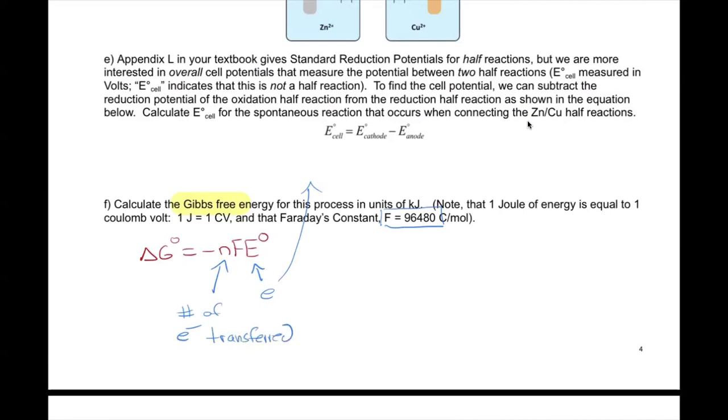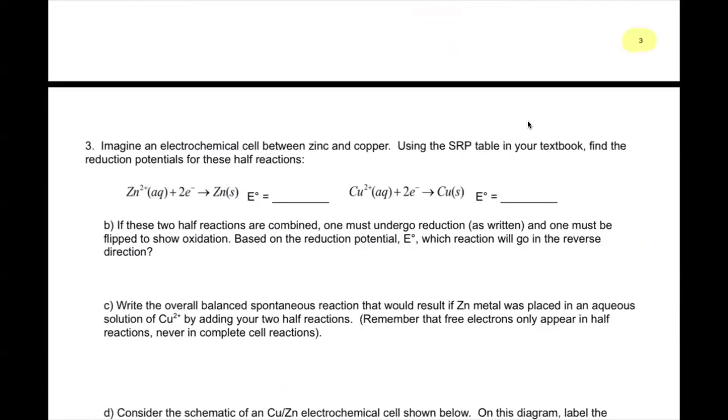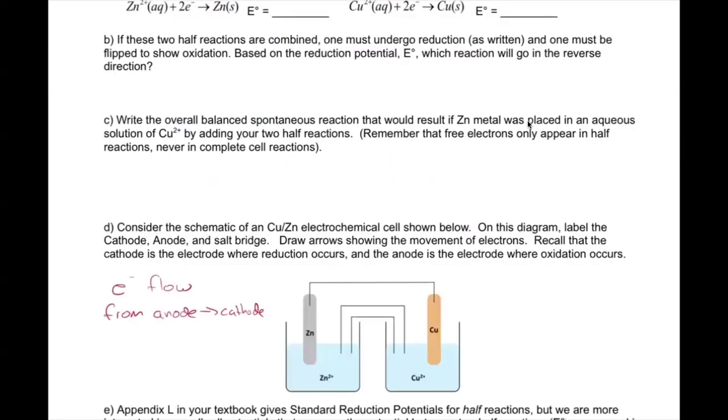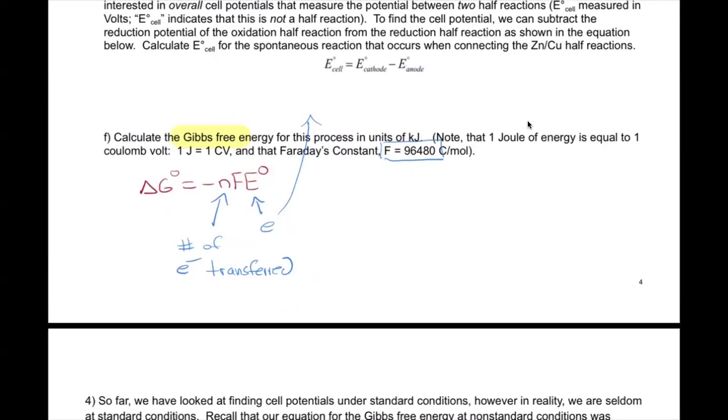So that number of electrons transferred is going to come from your overall balanced chemical equation. And we can see we have a 2 electron transfer process because we have 2 electrons lost and 2 electrons gained. So 2 electrons. So 2 for n for this problem. Okay, so that gets us through page 4.